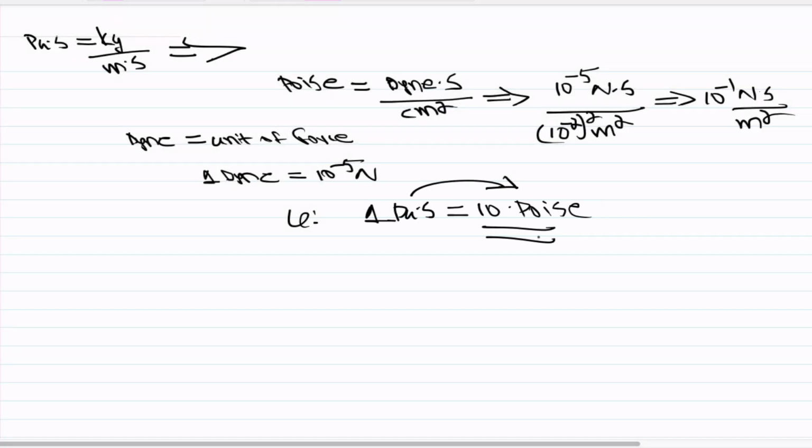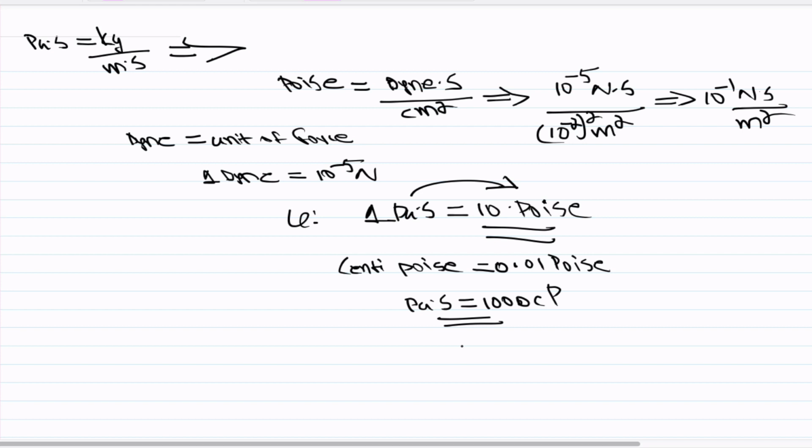But this term Poise is also a little bigger. In small scale expressions, we use centipoise. So 1 centipoise is equal to 0.01 poise, same as centimeter, where centi is 0.01. That means 1 Pascal second is equal to 1000 centipoise. So this is the conversion of Pascal second into centipoise.